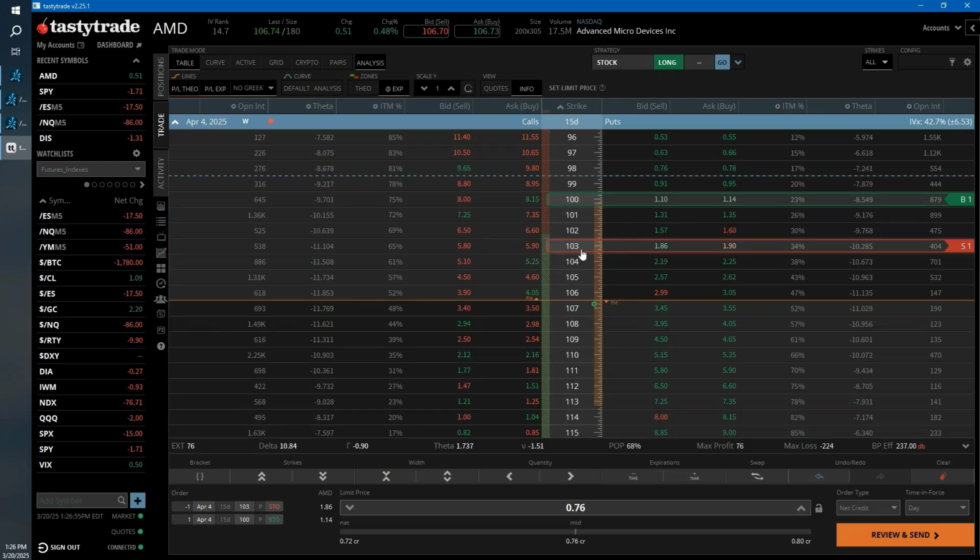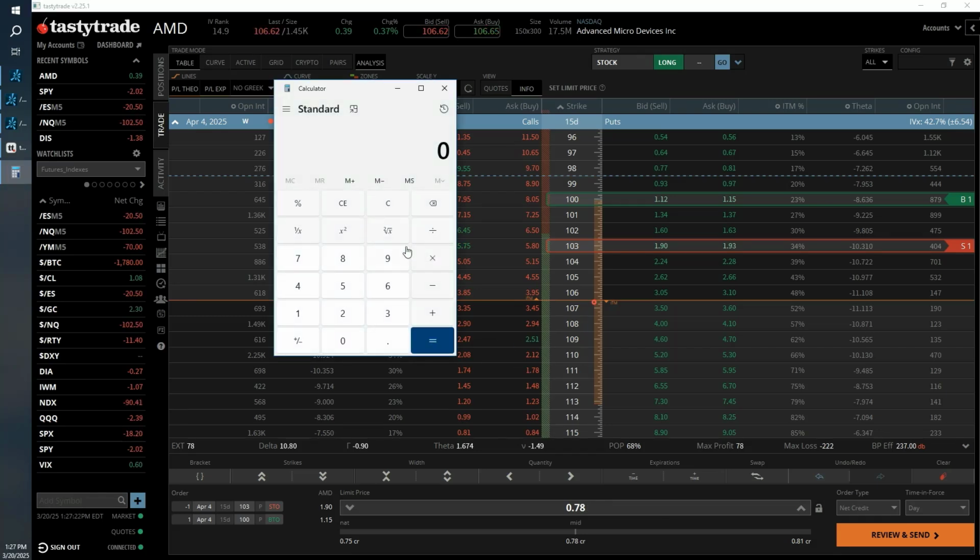15 days out, sell the 103 call, or 103 put, pardon me, at 1.87, and cap off that risk at $3 and look to purchase the 100 put. This will give us 78 cents worth of credit, or about 75 cents worth of credit. So what does that actually mean? All right, I've got $3 of risk, so $300 of risk, and I'm going to get, let's say, $75 of credit. So I've actually got $225 at total risk.